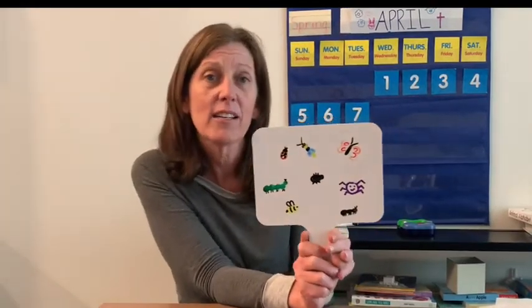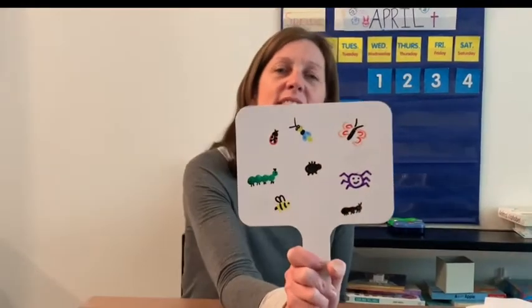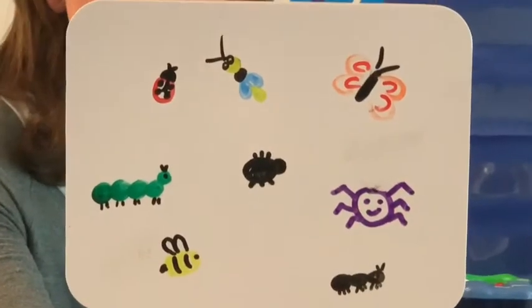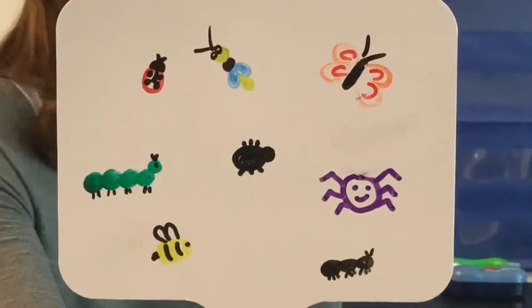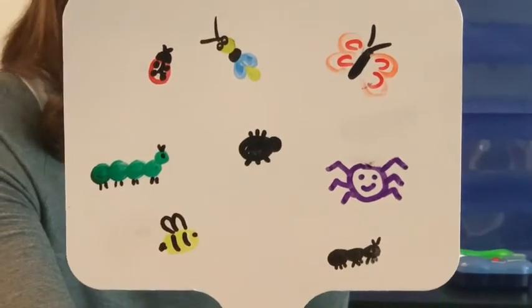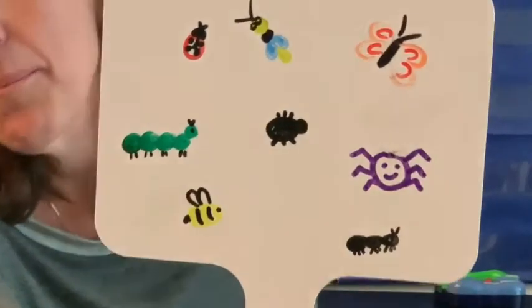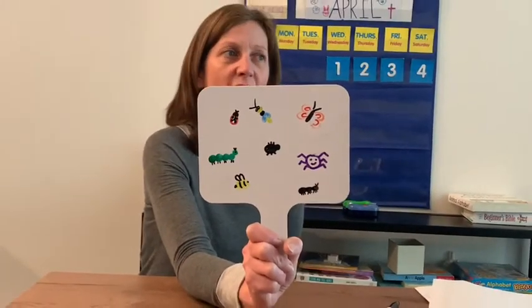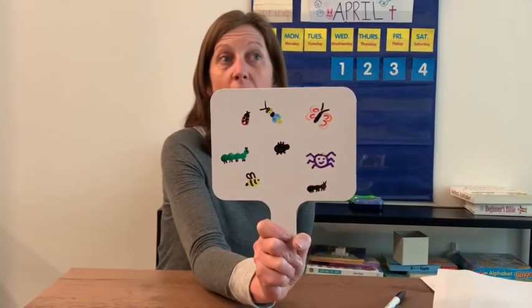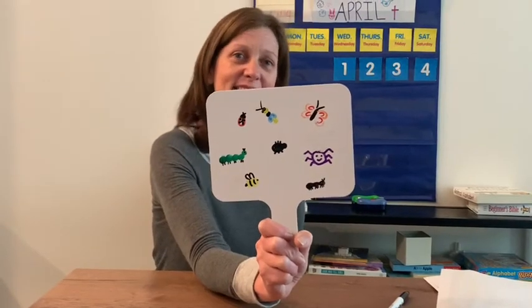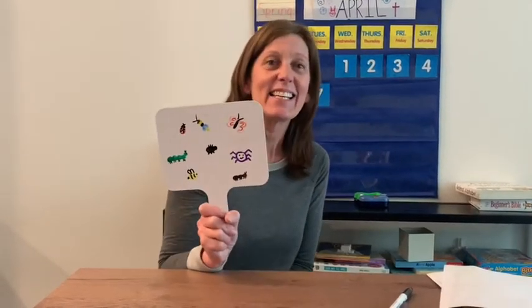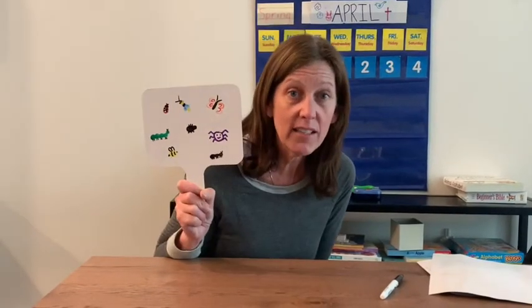Some fly, some don't fly. Can you see the ones and guess which ones fly and don't? Caterpillar. A caterpillar doesn't fly, but then it turns into a butterfly, and a butterfly does fly. And there's other bugs on here, like a spider. Does it fly? Or an ant? Or a beetle? Or a ladybug? Lots of insects.